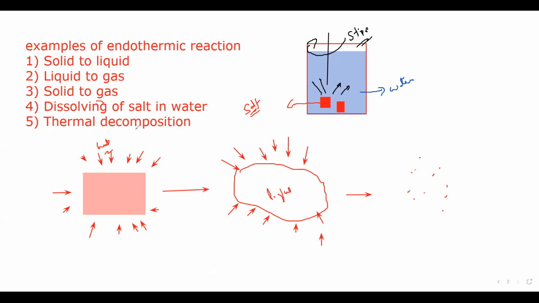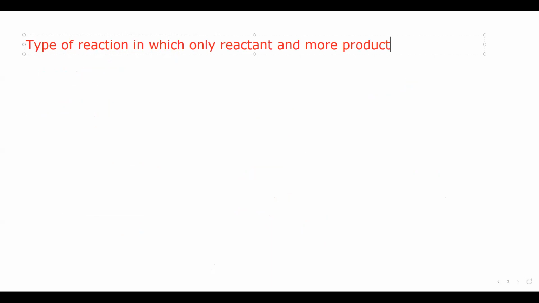And the last one is called thermal decomposition. What is the meaning of thermal decomposition? The term thermal decomposition means the type of reaction in which we have only one reactant and there are more products. So when we have only one reactant and more products, we call that reaction thermal decomposition. So we have calcium carbonate, which is also called limestone.